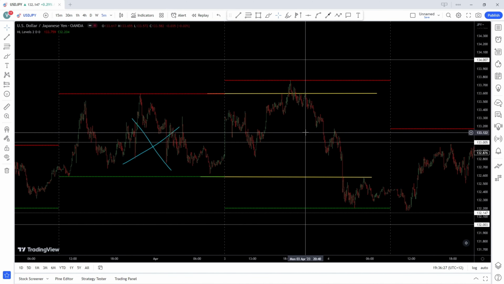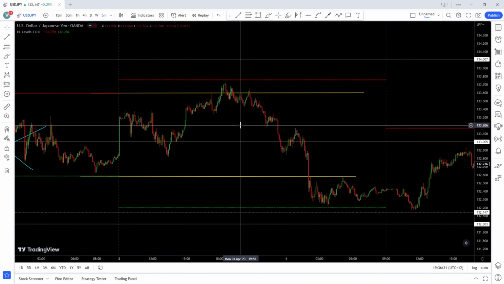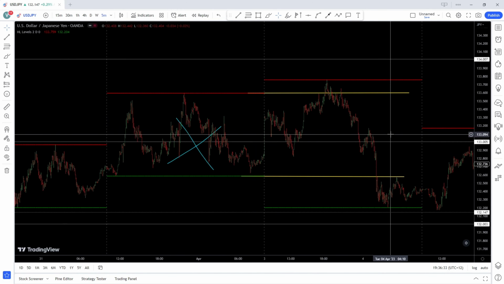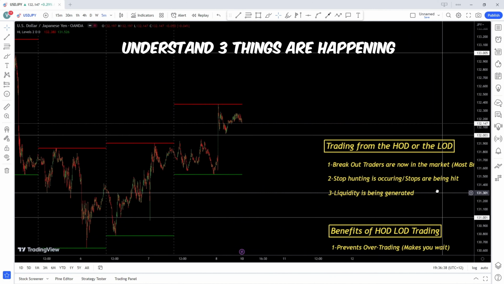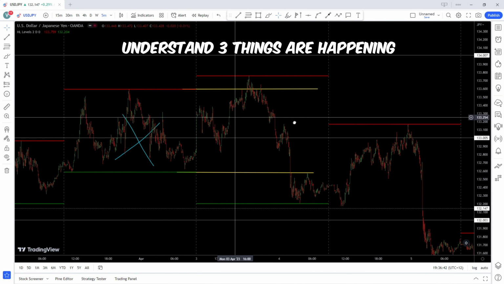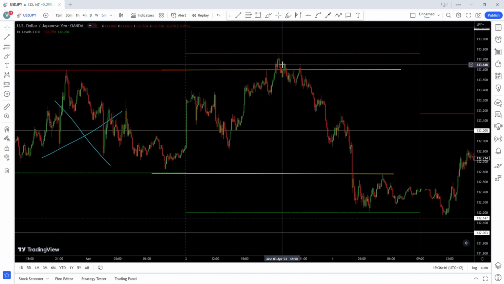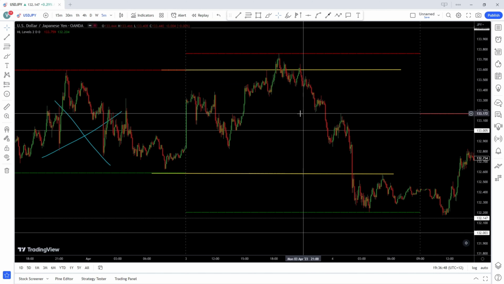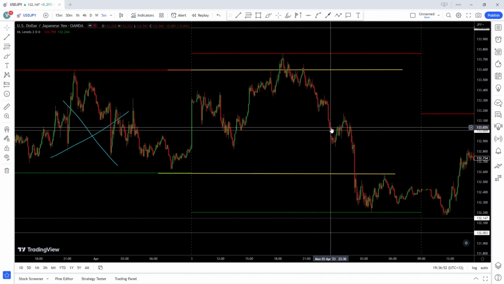The market makers know that breakout traders are now in the market, and at the same time they're doing a stop hunt. If you look at what I've written here, stop hunting is occurring, so stops are being hit. Liquidity is also being generated. So you can see over here, liquidity stops are being hit, breakout traders in the market, so there's a very good chance that the market's going to reverse.